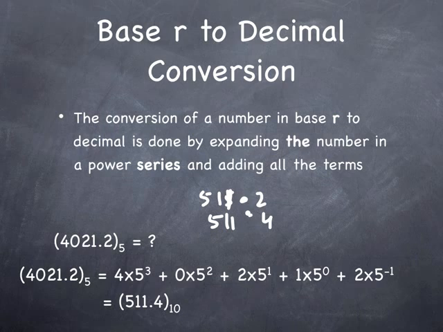So we expand the digits starting from decimal. What is the weightage of this one? 5 raised to power 0, 5 raised to power 1, 5 raised to power 2, 5 raised to power 3. So multiply these digits with the weightage and just sum them up, you get the number in decimal. You get any problems? So we can always convert any number system into decimal. Okay.